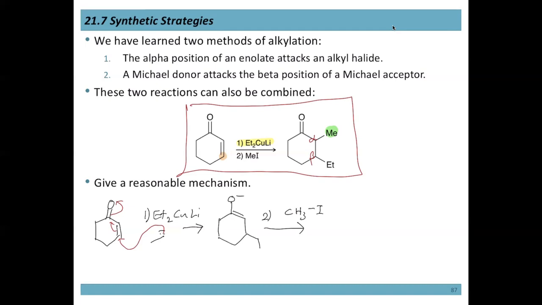And to finish up the mechanism, this enolate will collapse down, kick the electrons out. And this is perfect for an SN2 reaction. And lo and behold, we have the expected product, which is substitution at the beta position with an ethyl group and substitution at the alpha position with a methyl group. And all based on Michael and enolate chemistry.